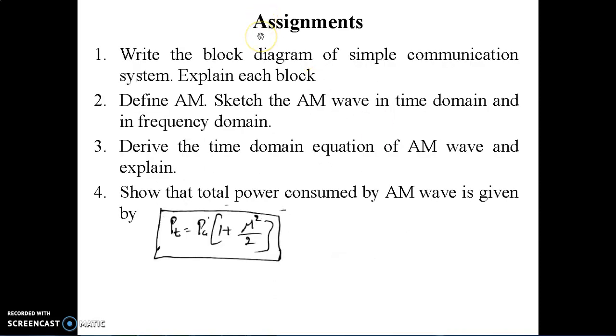So this is the assignment for this video section. 4 assignments are given. I suggest all the students complete this assignment and write the answers for this. It is very much useful for your examination.